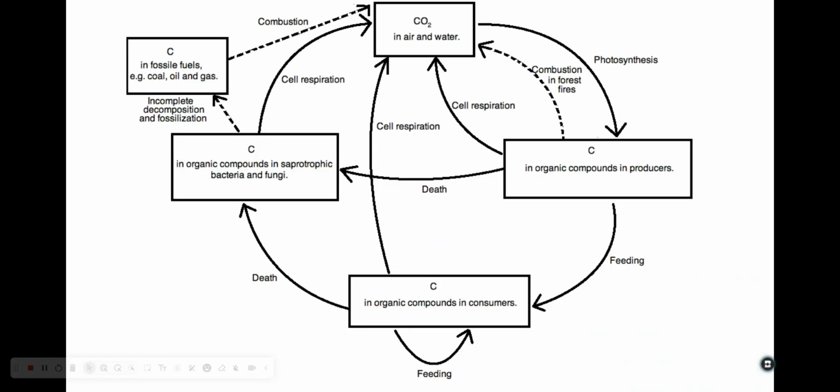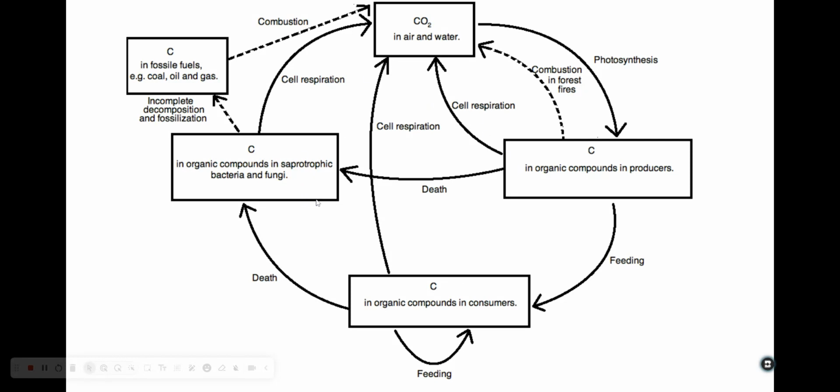We also need to know the carbon cycle. So remember, CO2, or carbon dioxide in the air, is probably the most important thing for your carbon cycle. Then we have photosynthesis, which puts it into plants, and then cell respiration puts it back into the atmosphere. That's from plants, consumers, and saprotrophs. All three of those are going to release it.